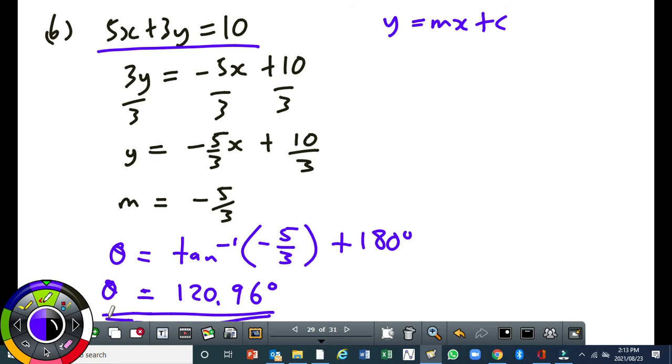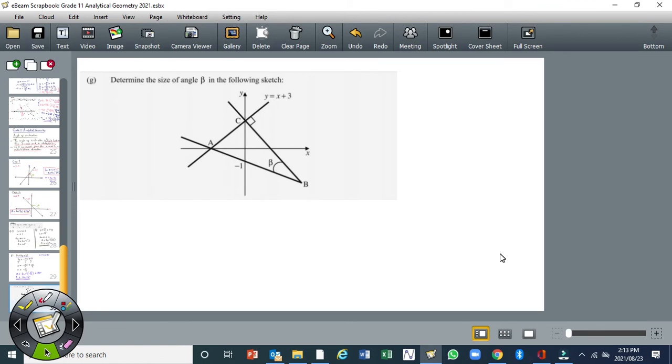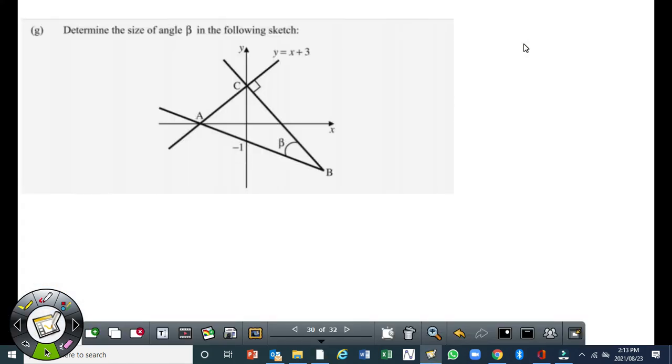Then, do you guys have any questions? Or any calculation. In that case, you have to apply all your knowledge of geometry, that is analytical and Euclidean. So in this question it says determine the size of angle beta. Now, based on the definition of angle of inclination, is beta an angle of inclination? No. What that means is you have to calculate the angle of inclination first of these two straight lines.